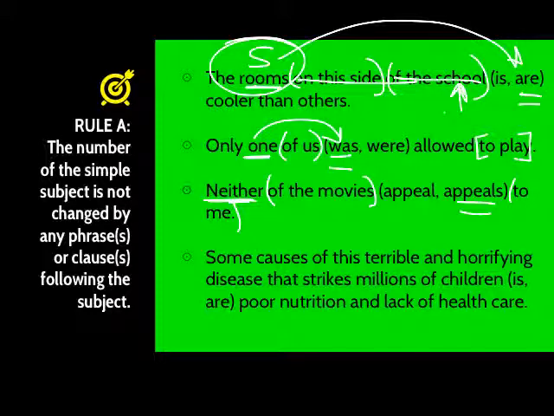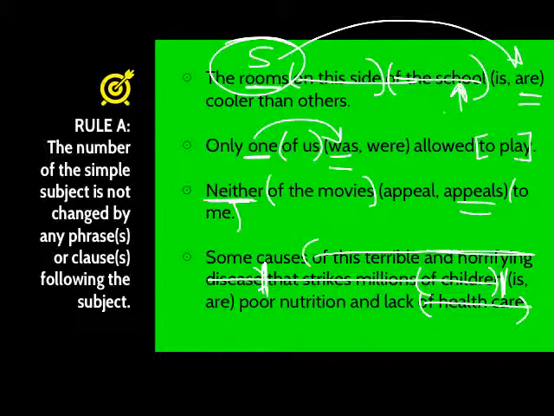And the last sentence is a little longer and a little more like the writing that you are likely to do. Some causes of this terrible and horrifying disease that strikes millions of children is our poor nutrition and lack of health care. And so here what I would do, because there's so many words, is I would start marking up my phrases. Of this terrible and horrifying disease that strikes millions of children, got a clause there, and of health care. So if I get rid of all of that extra stuff, I can see that causes is my subject and causes are, there's my verb.